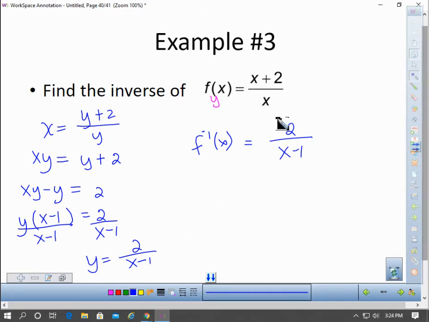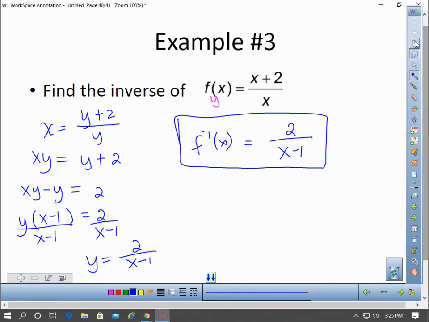Now, it's a little harder to do that little strategy that I was talking about where you see what was done to x because this had multiple variables in it. So the easiest way to do it is to just switch the x and y and then solve for y, which is what I did. And I got 2 divided by x - 1. So that's our inverse of that function.